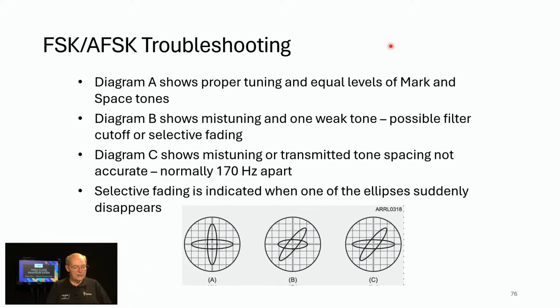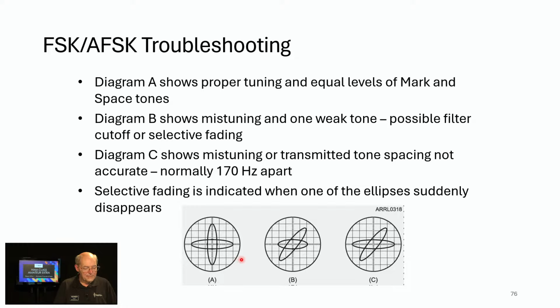So for troubleshooting, a lot of the software that will set you up for radio teletype or frequency shift keying will have a tuning indicator. So if you're receiving, I'll keep using that as an example, these represent the two tones. Notice that they're exactly perpendicular and they're exactly the same height and width. So diagram A shows proper tuning and equal levels of mark and space.